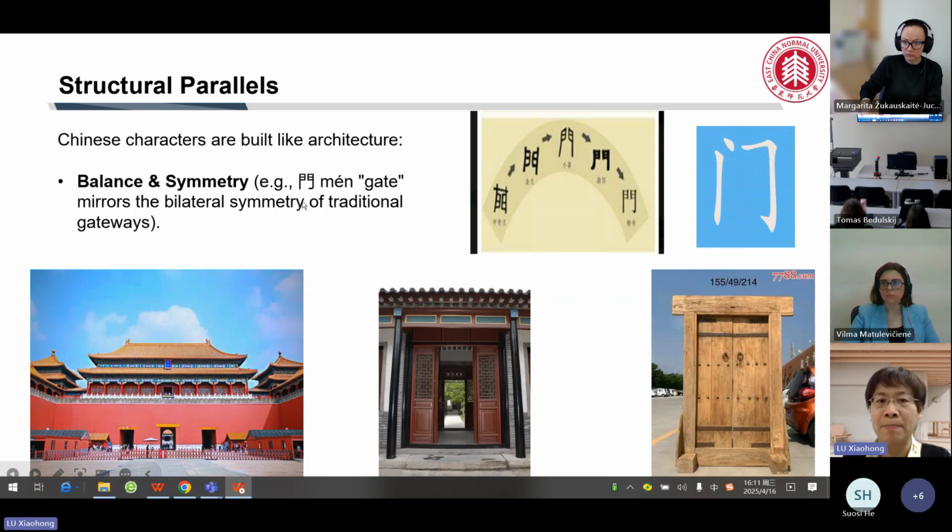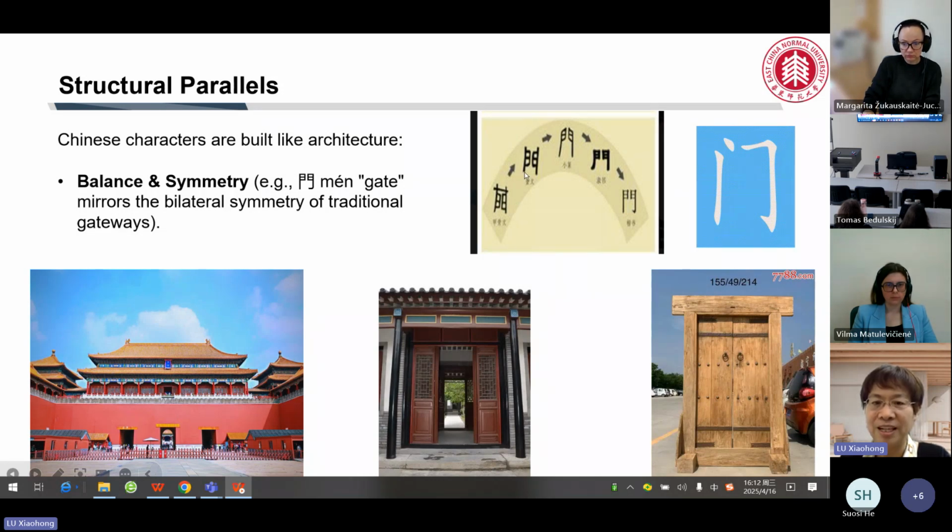Let's take the word men, which means gate. Take this word, for example. We can see the balance and the symmetry through this word. Now, this is the word men in the earliest script, that is oracle bone inscription. As we have just mentioned, a Chinese character can usually depict or reflect the real world. So this is what men looks like in the real world. Here you can see the beam, and there are two door leaves. So it's very much like the real thing.